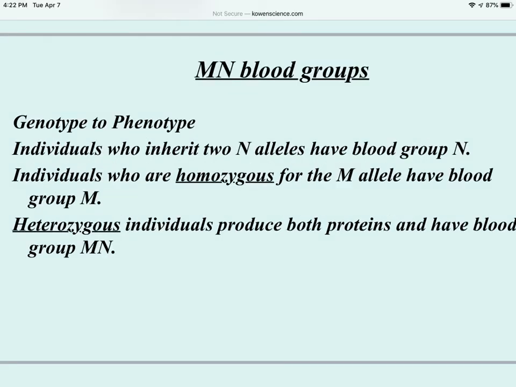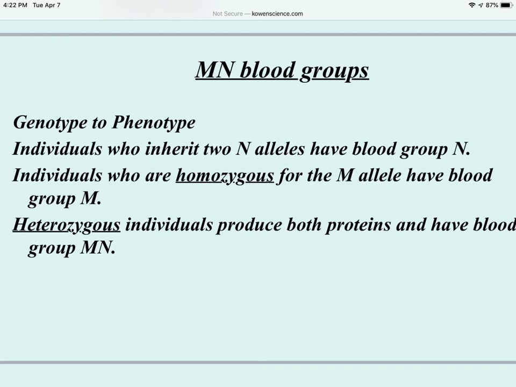There are also other ways that we can look at the blood. I mean, we have the A, the B, the AB, the O. We also have the Rh factor, and then we have the MN blood group. And the MN blood group, an individual who inherits two N's would be NN. A person that has two M's would be MM. And a person that's heterozygous would be MN.